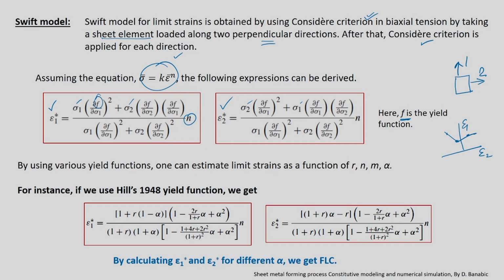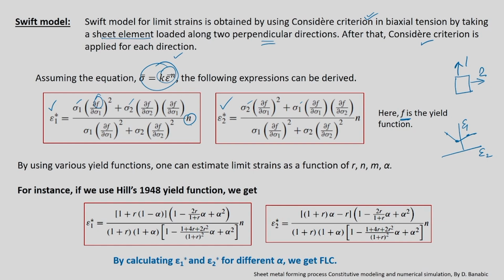So you will see that the limit strains epsilon 1 star and 2 star that you get using this Swift model is simple to use, but it depends on the yield function only. And of course, it depends on only one material property, that is n. That is because you are going to use this particular hardening law, and it does not have any other forming parameter, only n is available. So, this becomes a function of n.